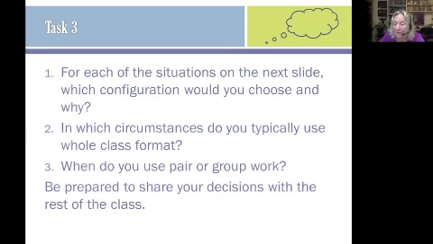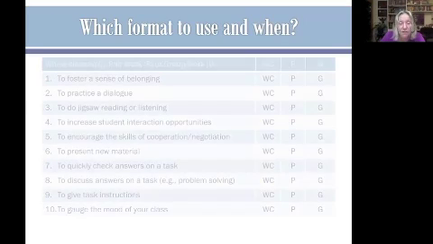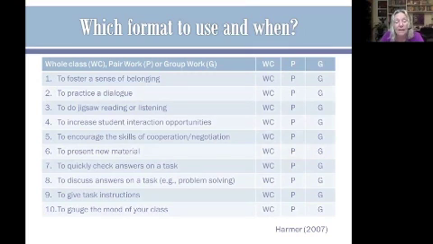So maybe we can think for each one of these why it might be, and there's not necessarily just one answer. We might say this could work as a pair activity or as a whole group activity, or this could work as a group activity or as a whole class activity. But let's try to pick the one that we think would be the most useful. Okay, so here's our question. Which format do we use? WC means whole class, P means pair work, G means group work.